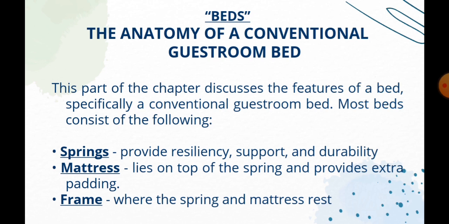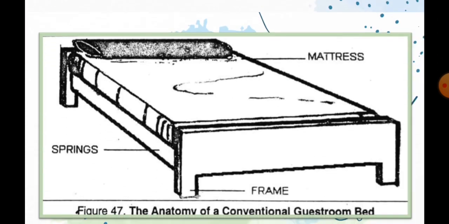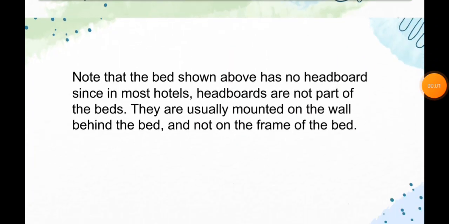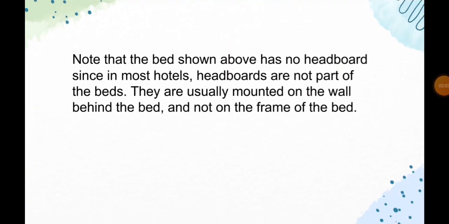Next. So, ito yung example ng bed. Dito makikita yung kung nasan yung mattress, springs, and frame. Next. Note that the bed shown above has no headboard since in most hotels, headboards are not part of the beds. They are usually mounted on the wall behind the bed and not on the frame of the bed. Next.